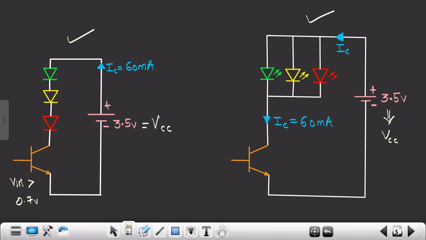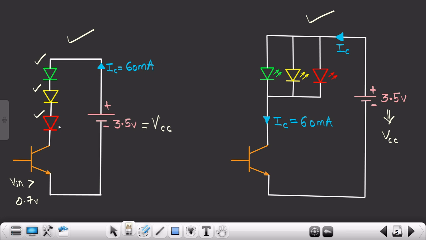Obviously IB is maximum in this scenario, and if IB is maximum, IC will also increase, and as IC increases, the voltage drop across VC is going to decrease, and due to this the current will flow in this direction. But in a series combination, the green LED will glow first, then yellow, and then red, right?